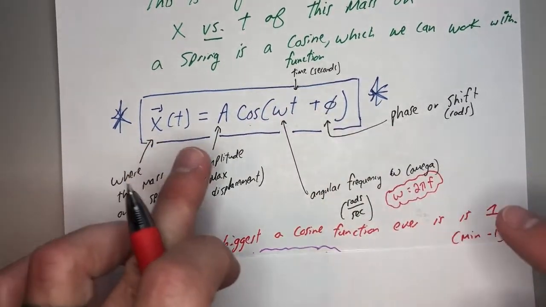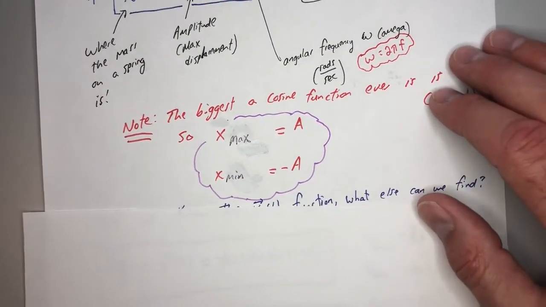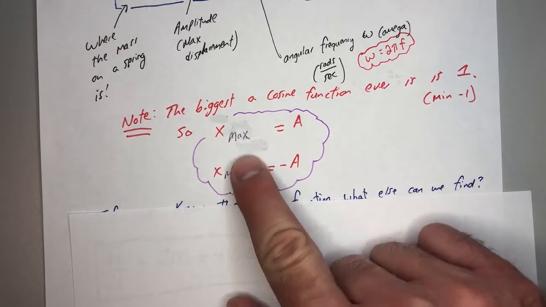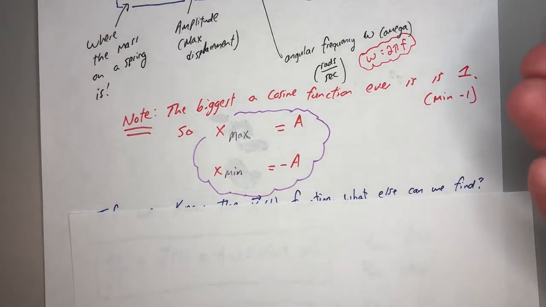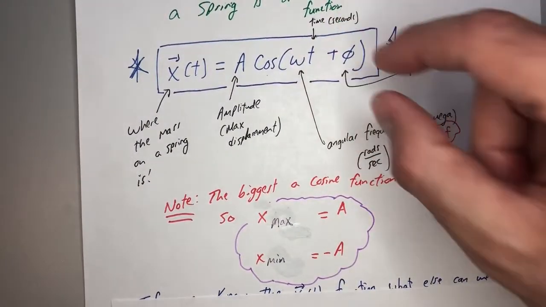Well, the maximum displacement then would be 1 times A, which is just A. So some things to note, and I had lefty issues again. X max is A, and that just makes sense with our picture from the beginning, right? And X min is negative A, but this model fits our picture.